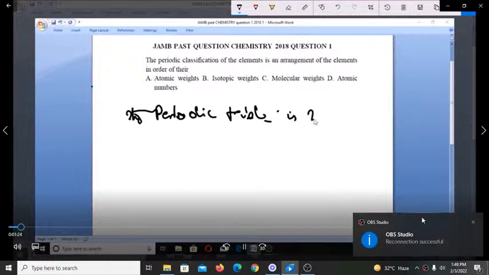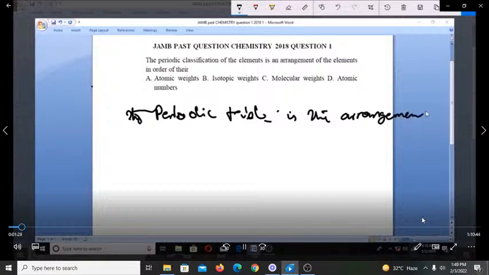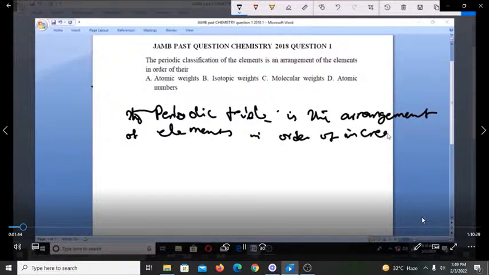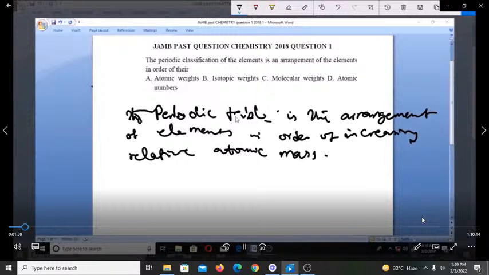Atomic is the arrangement of elements in order of increasing relative atomic masses, or relative atomic mass. That is what the periodic table is. The periodic table is simply the arrangement of elements.